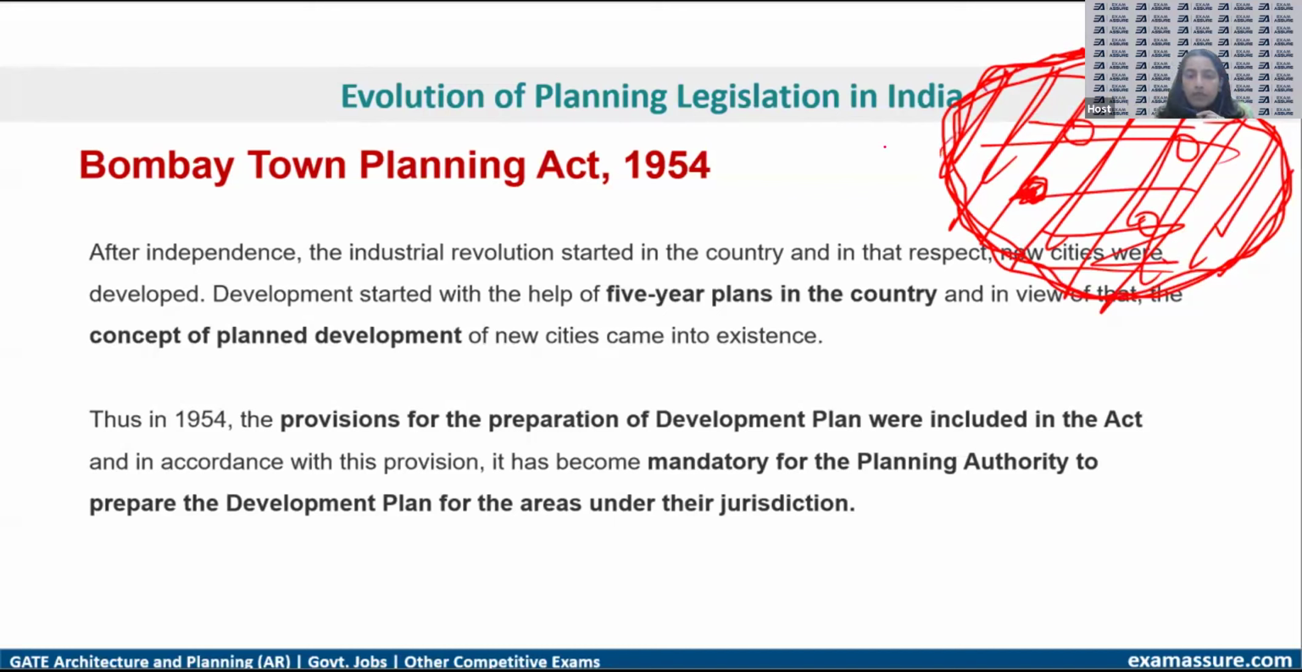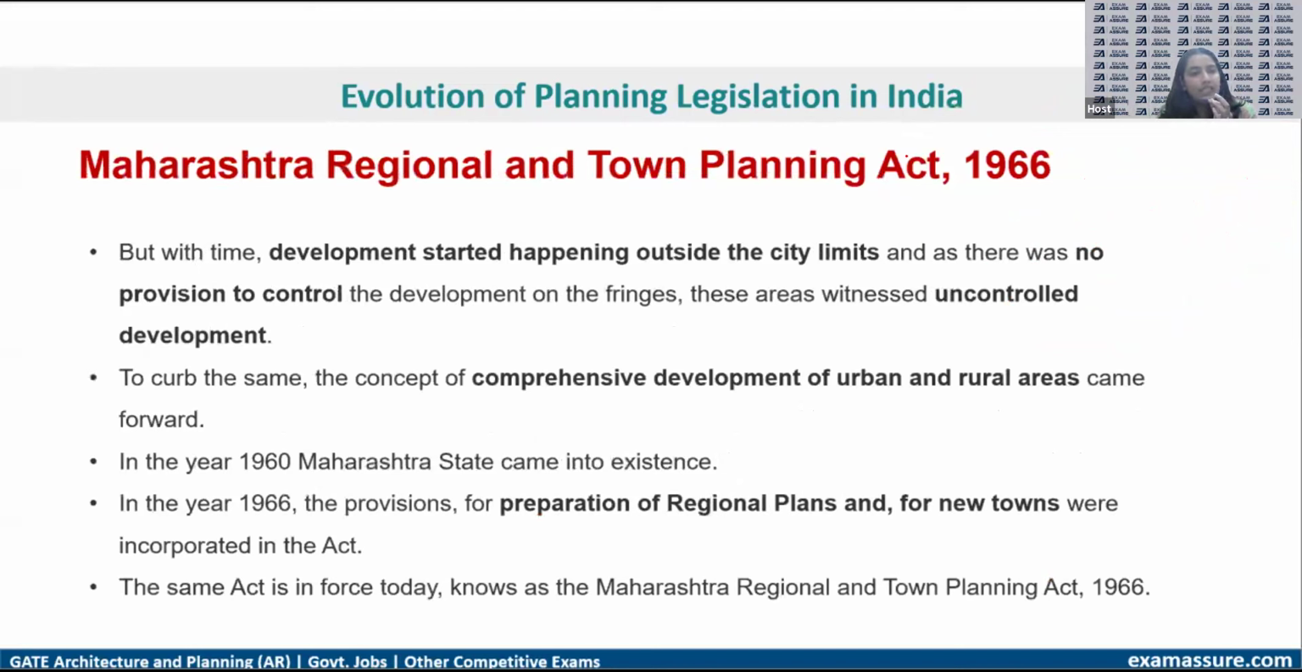Till here, I have control. What is happening to these areas? What is happening to the areas between these urban, rural, or completely agricultural land parcels? So development started happening outside the city limits also. There was no control on that development which is happening outside your jurisdiction, right? This time again, to counter that, comprehensive development of urban and rural areas came into picture, looking at larger scales. Now here we are talking about regional levels, right?